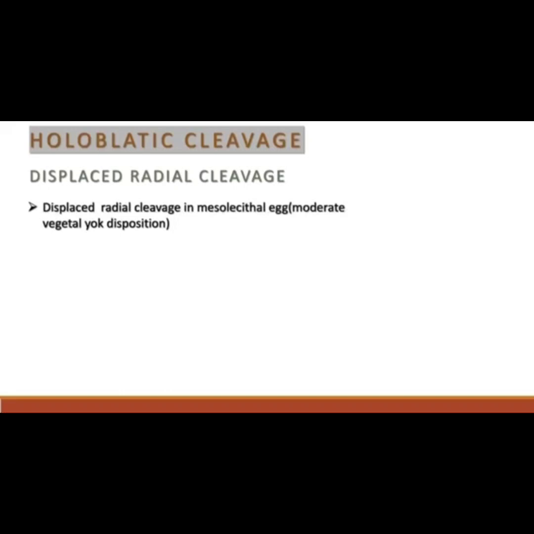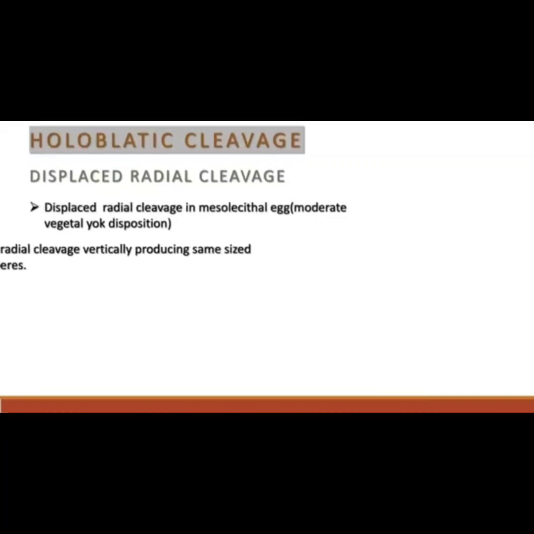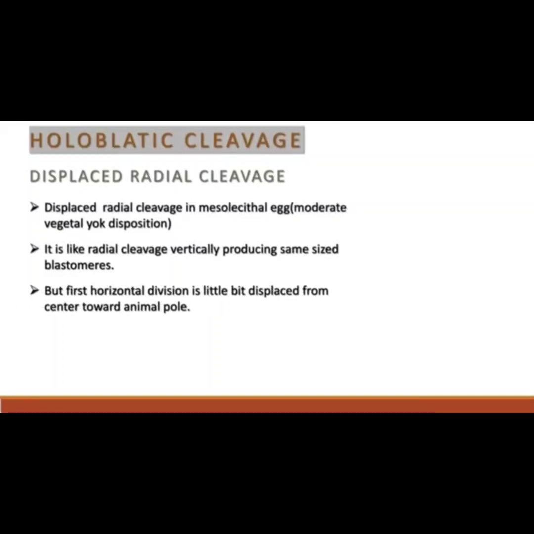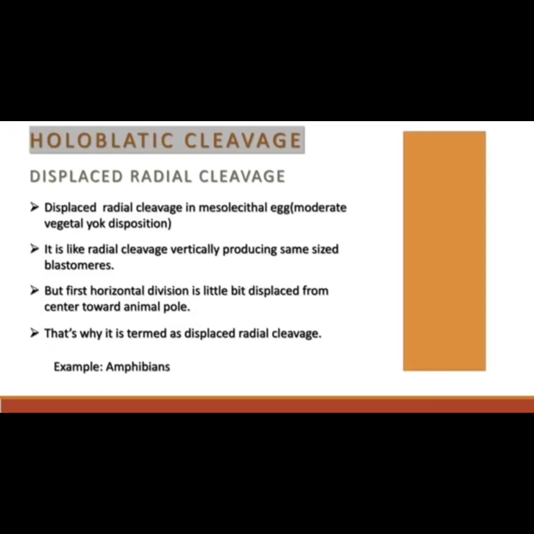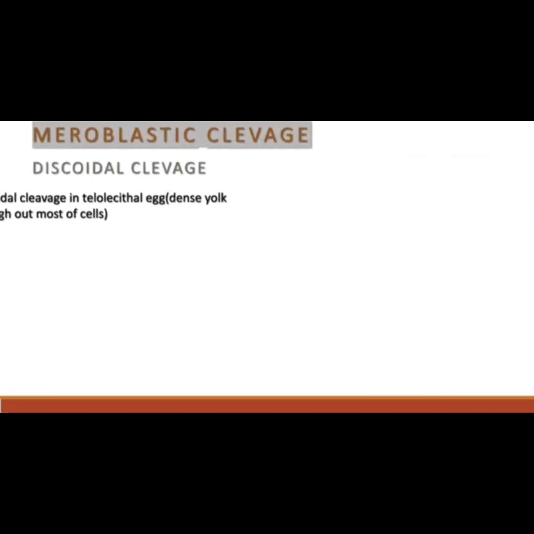Displaced radial cleavage. Displaced radial cleavage occurs in mesolecithal eggs, that is, eggs with moderate vegetal yolk disposition. It is like radial cleavage, vertically producing same-sized blastomeres. But the first horizontal division is a little bit displaced from the center towards the animal pole. That is why it is termed displaced radial cleavage. Example, amphibians.